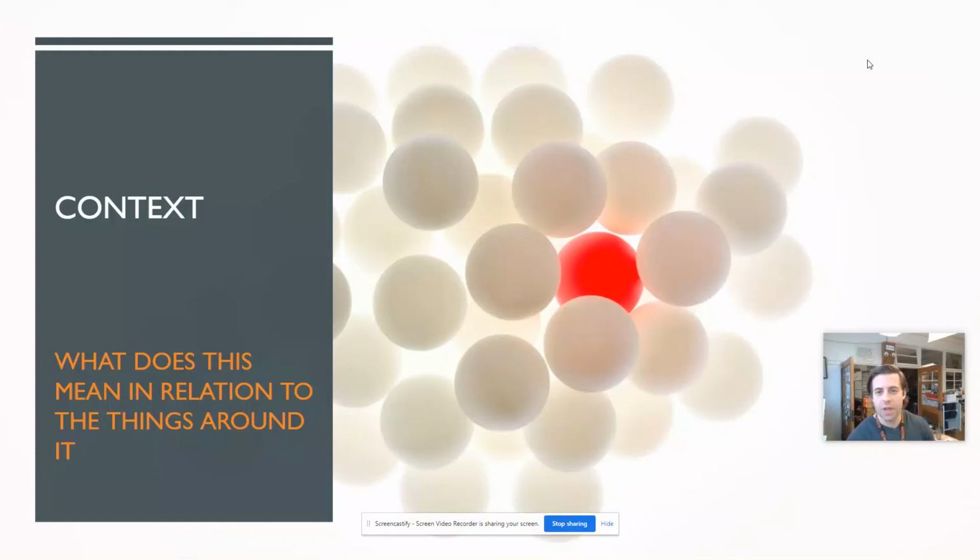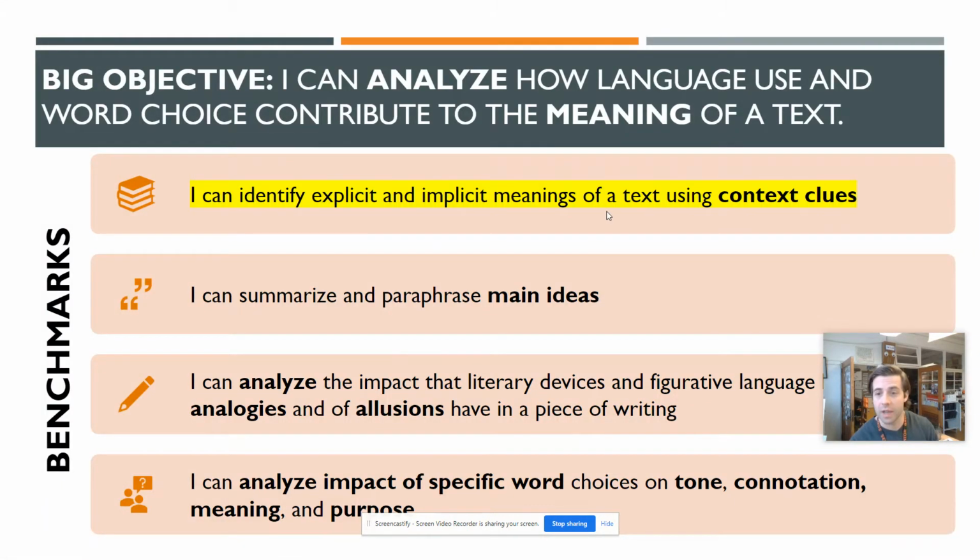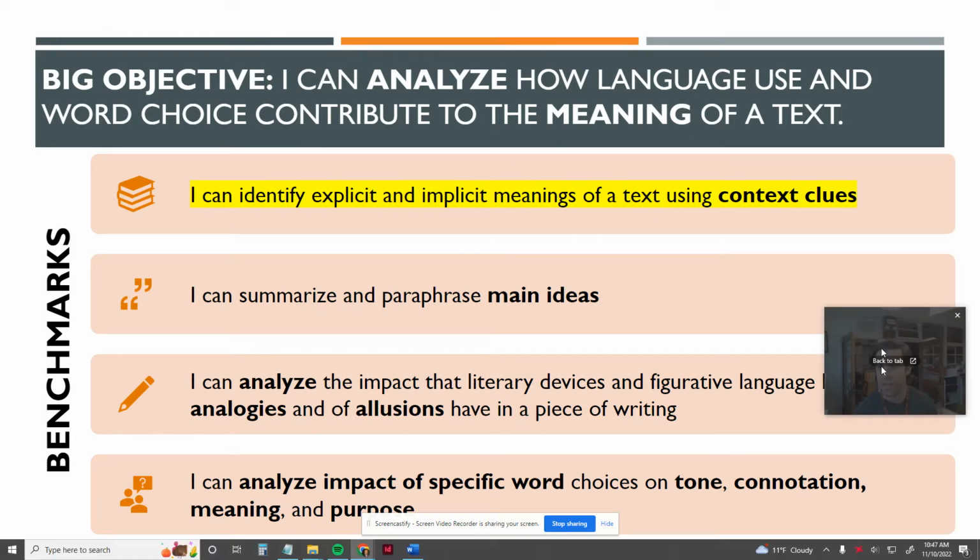Howdy folks, this video here is all about context. It's about figuring out what things mean in the context of other things around it. Specifically, what we're going to be looking at is using context clues to help us identify the meanings of words or phrases within a passage of text.